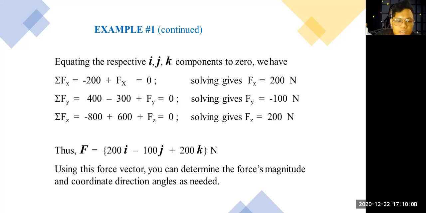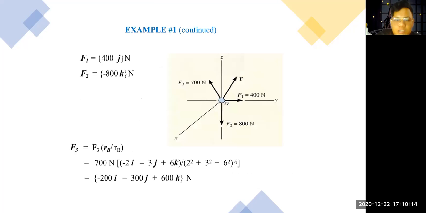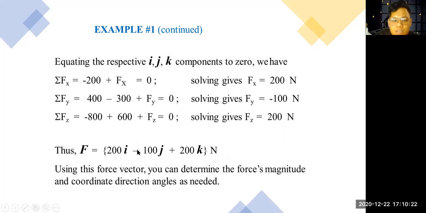So we obtain the F for this part, because we have F1, F2, F3, and another F. So 200i minus 100j plus 200k Newton.